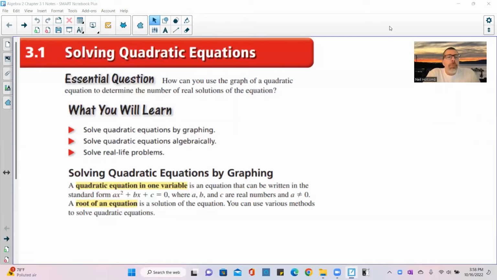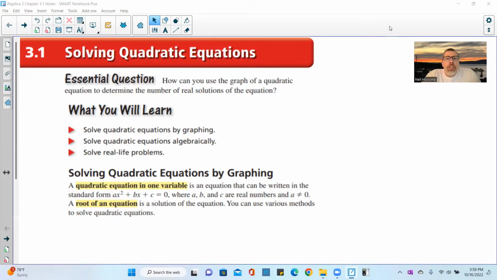Okay, welcome to chapter 3.1, solving quadratic equations. So chapter 2 was basically introducing us to the parabola with three different forms of the quadratic equation, one being standard form, one being the vertex form, and one being the x-intercept form. Now we're going to use one of those three or maybe some more things to solve equations that are quadratic.